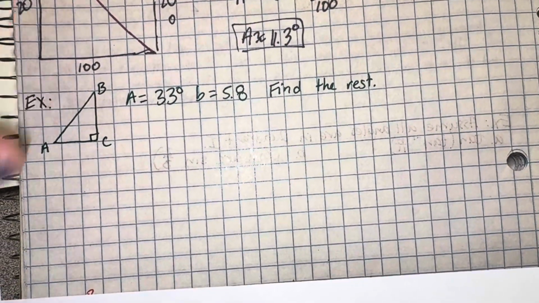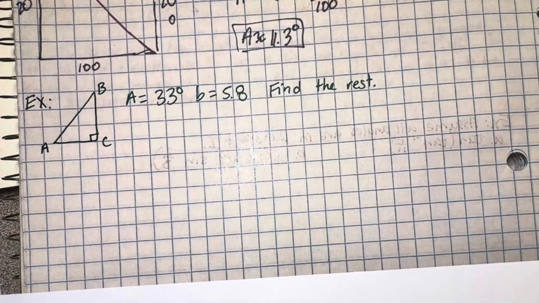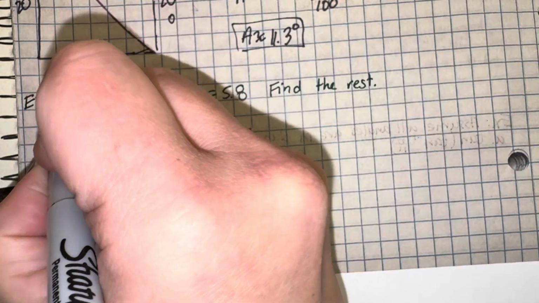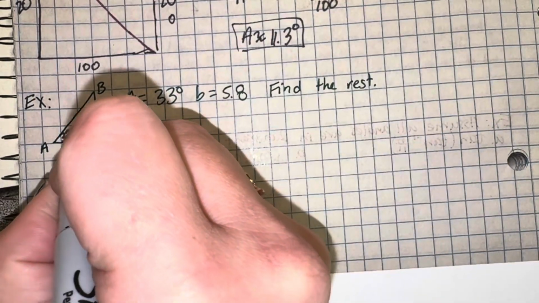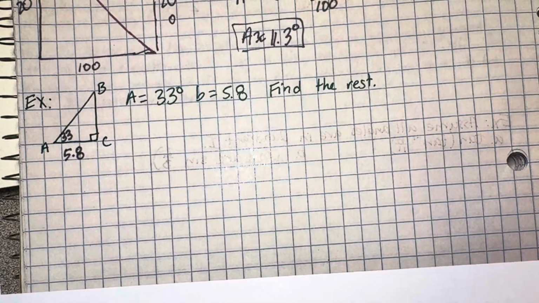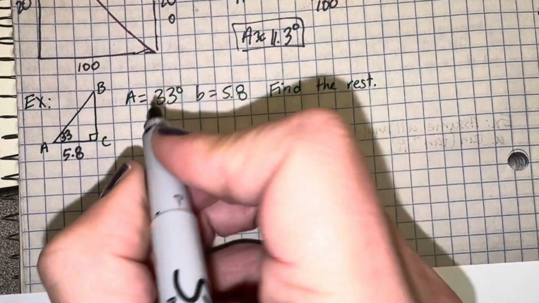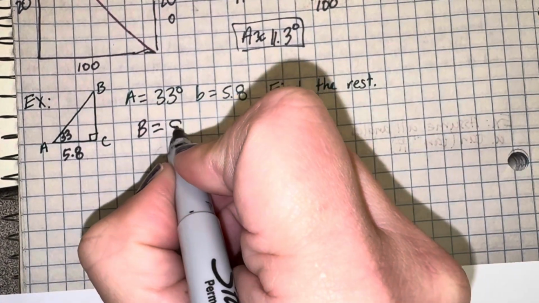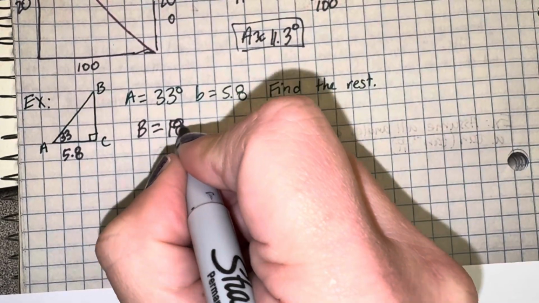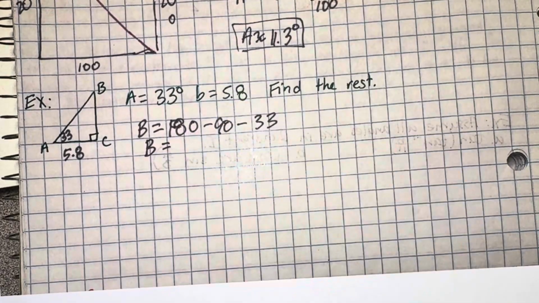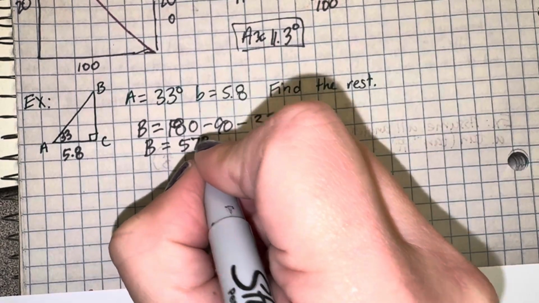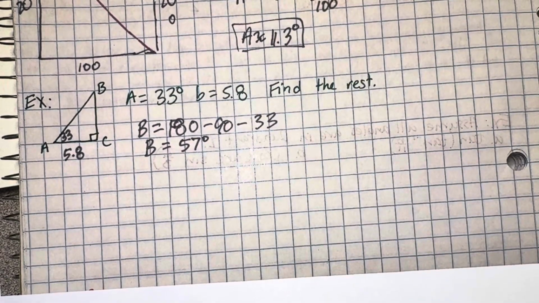Okay. Here's my next one. I have another triangle. It gives me angle measures and it tells me to find the rest. So I know that A is 33 degrees. I know that the length of b is 5.8, and I need to find all the others. So I currently have 2 of my angles, so I can find B. That is going to be 180 minus 90 minus 33. And that gives me an angle for B of 57 degrees. So that's good.